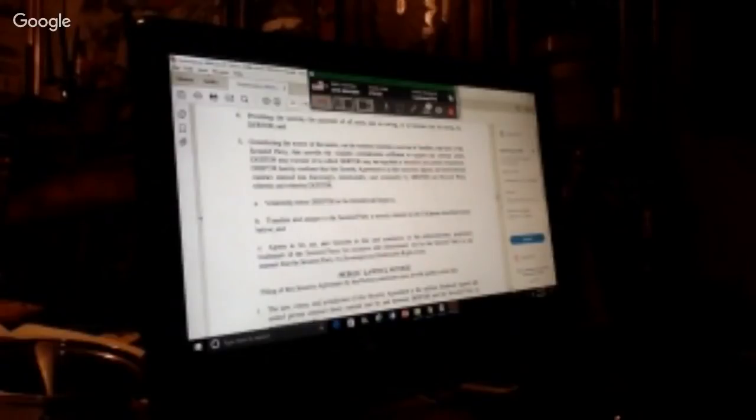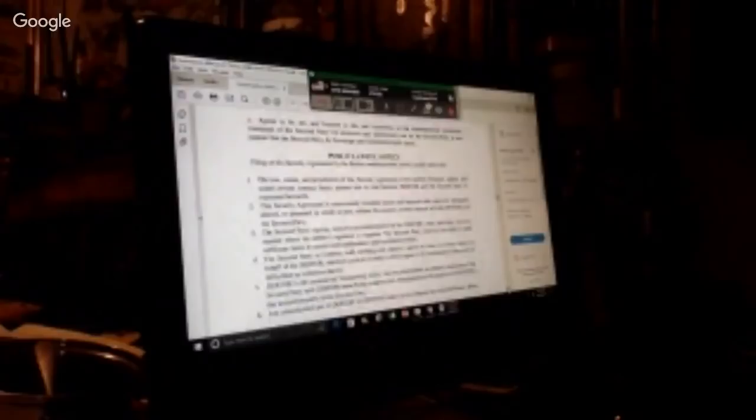Public lawful notice: filing of this security agreement by the parties constitutes open lawful public notice that the law, venue, and jurisdiction of this security agreement is the ratified, finalized, signed, and sealed private contract freely entered by and between debtor and secured party as registered herewith.